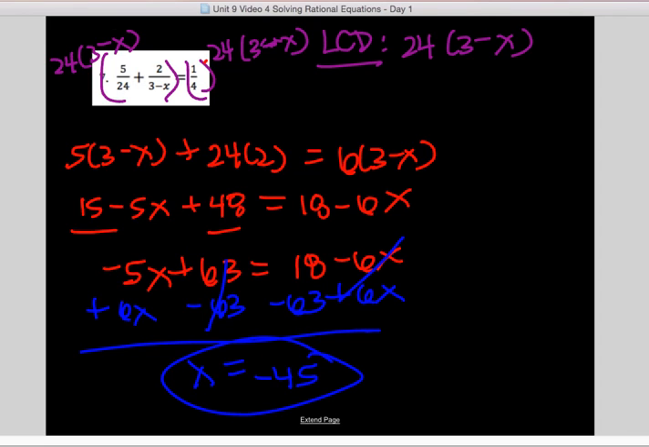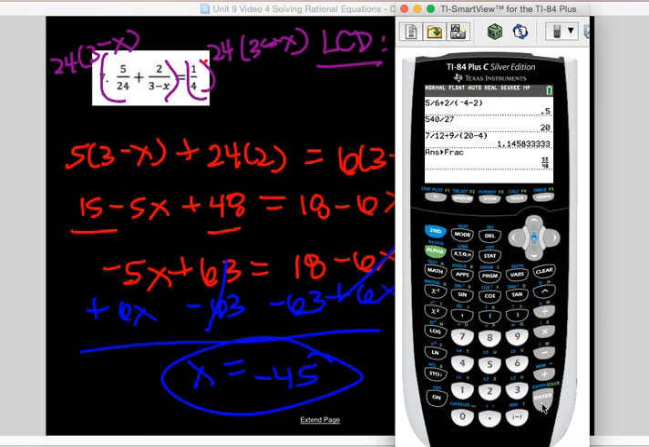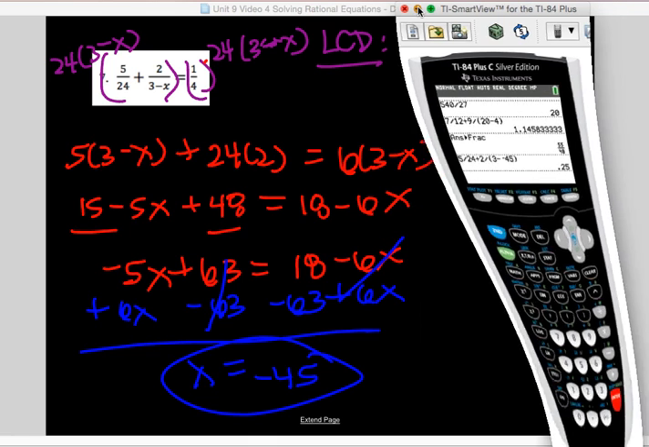Last step to do, plug it into our calculator and check. So we have 5 divided by 24 plus 2 divided by 3 minus a negative 45. Does that equal 0.25? Yes, it does, so we are done.